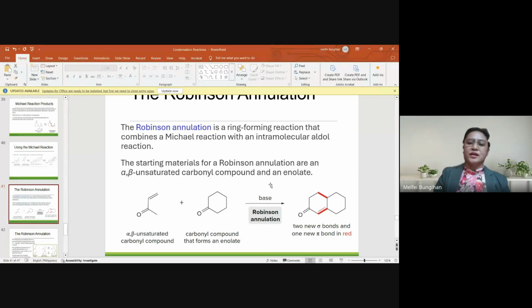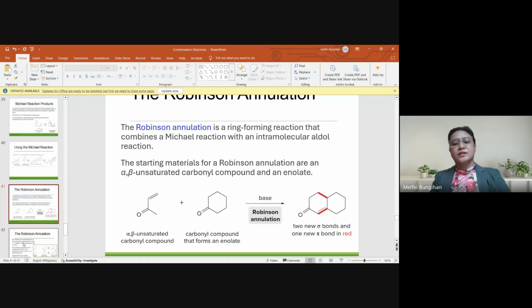The starting materials are, of course, an alpha, beta unsaturated carbonyl, which is from your Michael reaction, and an enolate, which could be from an aldehyde or a ketone. Okay. So we need here a base, and then you form two new sigma bonds and one new pi bond. So those are the ones that are formed in Robinson's annulation.